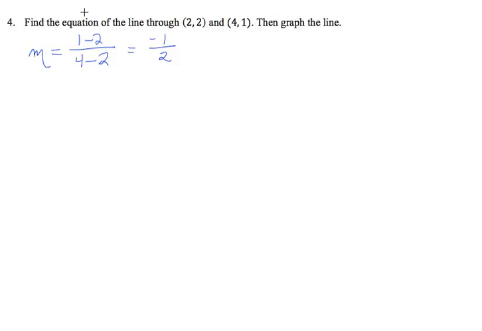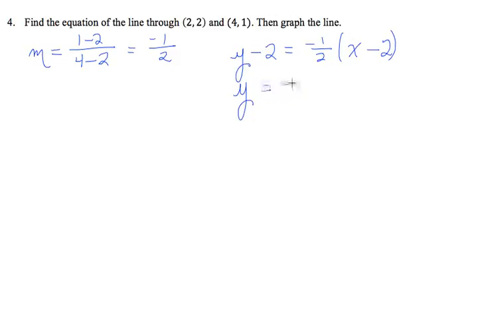So to find the equation of the line, I'm going to use point slope form, and I'm just going to go with this (2, 2) point, which is y minus the y value right there, 2, equals the slope, negative a half, times x minus this x value, 2. And you could leave it like that, or you can go ahead and solve for y if you want.